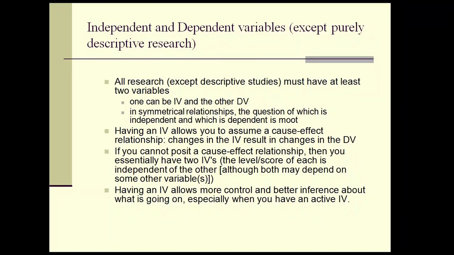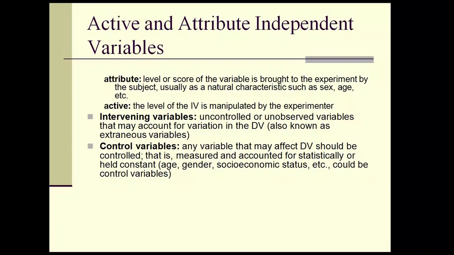Now, active and attribute independent variables. Attribute, that is the level or score of the variable, is brought to the experiment by the subject, usually as a natural characteristic such as sex, age, etc. An active variable is the level of independent variable which is manipulated by the experimenter.